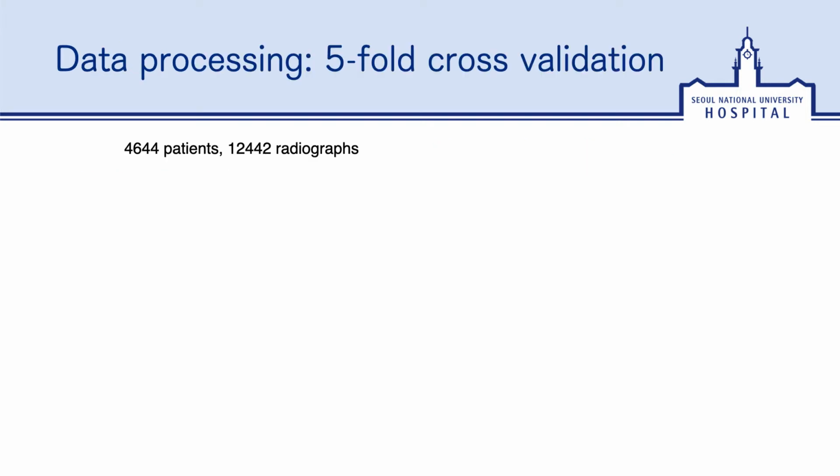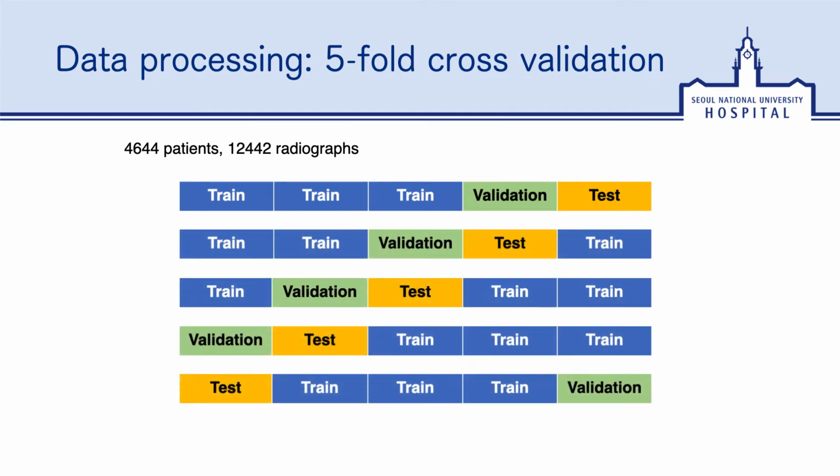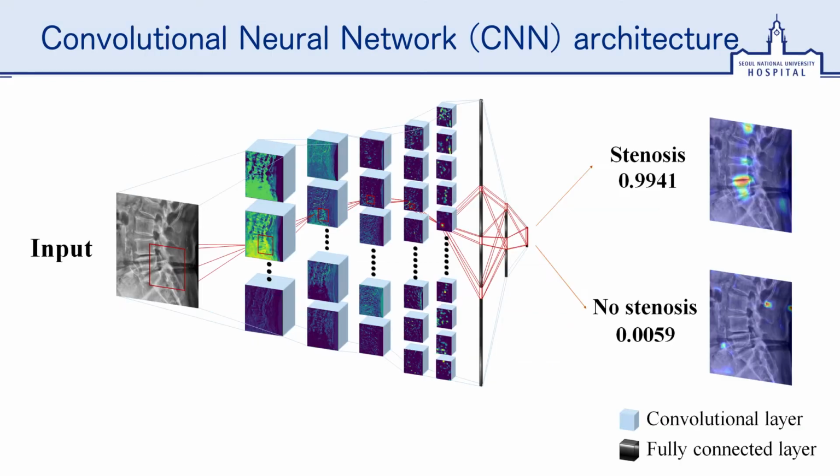We divided 12,000 images into 5 subsets. Among the 5 subsets, 3 were used for training, and the other 2 were used for evaluation and testing. The process was repeated 5 times using different combinations of subsets. The performance parameter was calculated by averaging the results of the 5 models in each experiment. We used pre-trained convolutional neural network architectures for binary classification.